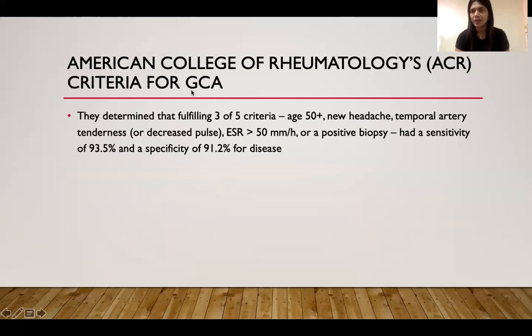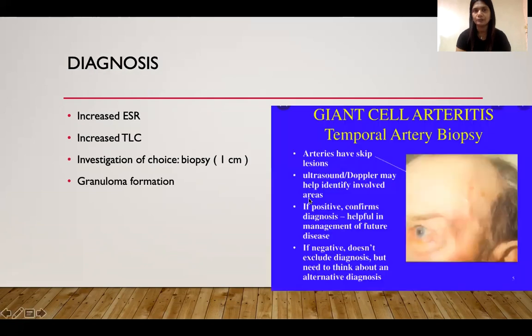There's also a classification to find out the criteria, given by the American College of Rheumatology. They say that to classify this, 3 out of 5 criteria should be present. Age should be 50 plus, new headache, that means a new pattern, a new type of headache should be there. Temporal artery tenderness should be there, or decreased pulse. ESR should be more than 50, elevated, or positive biopsy. If you do the biopsy from the temporal artery, then it should be positive. So this is the criteria.